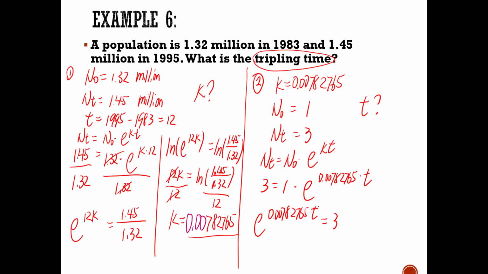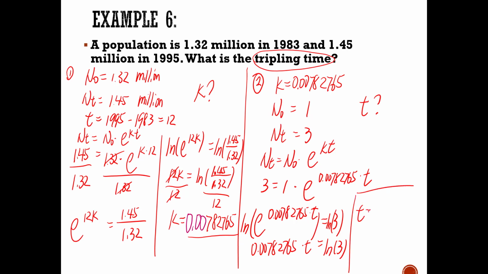And we're taking ln of both sides of the equation. Then we end up with 0.00782765 times t equal to ln of 3. And divide both sides of the equation by the decimal number. So the time t is equal to ln of 3 over 0.00782765.